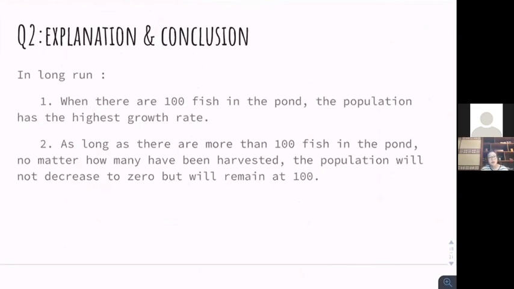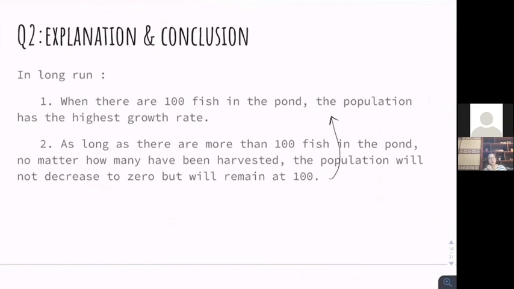Secondly, as long as there are more than 100 fish in a pond, no matter how many have been harvested, the population will not decrease to 0, but remain at 100. Back to the first one. Remaining at 100 means the population has the highest growth rate.